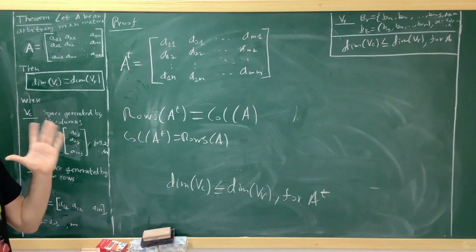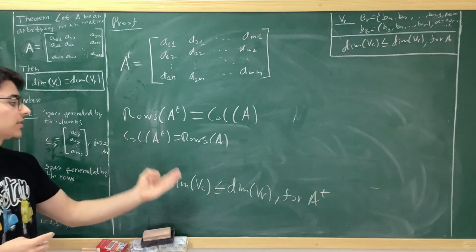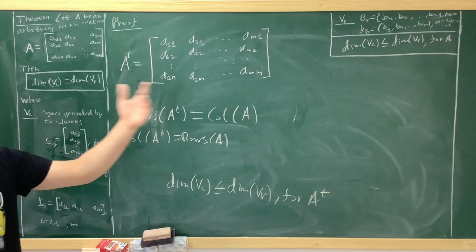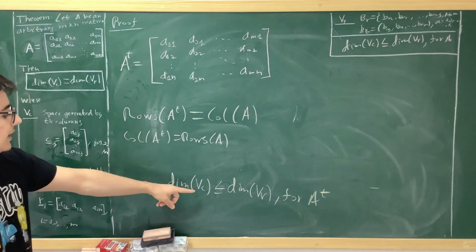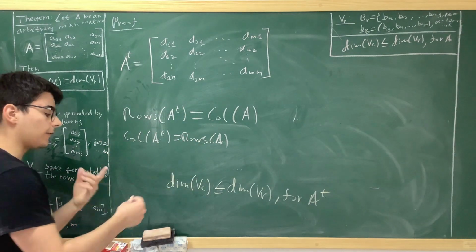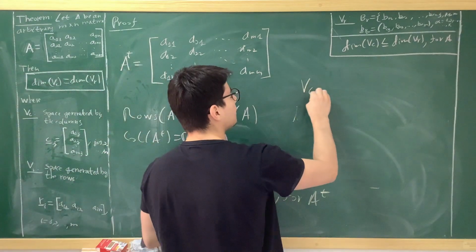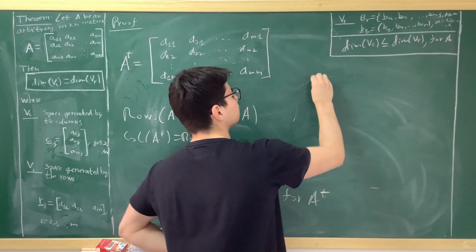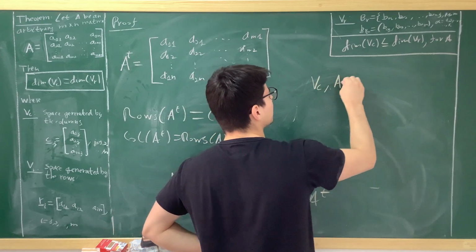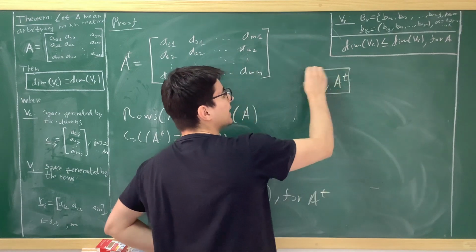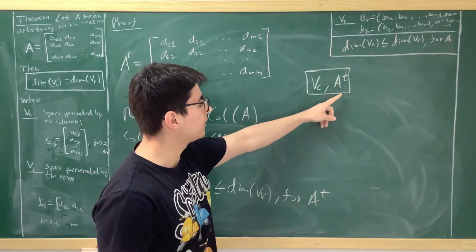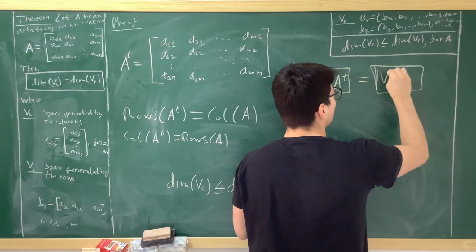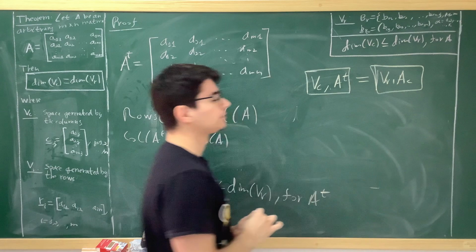Okay? But notice that because we're dealing with a transpose matrix, BC, in this case, is nothing but VR. That is, this is the space generated by the columns of AT. So BC... I don't know how to write it to make it clear, but let me just write this. The space of columns of AT is the same as the space of rows of A.